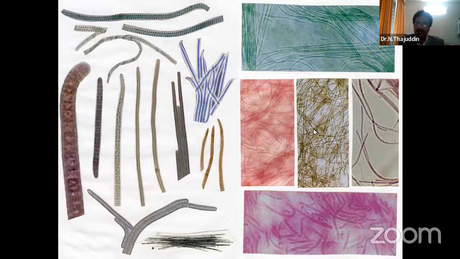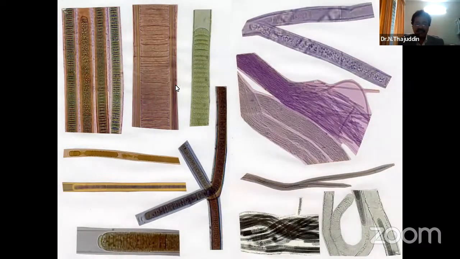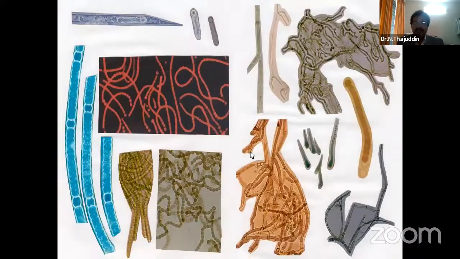This is also possible. And this is the filamentous cyanobacterium like Lyngbya species, Lyngbya majuscula, and then Microcoleus species, Plectonema, Microcoleus, and so on. And this is a heterocystous type of cyanobacterium. This is called Nodularia spumigena.